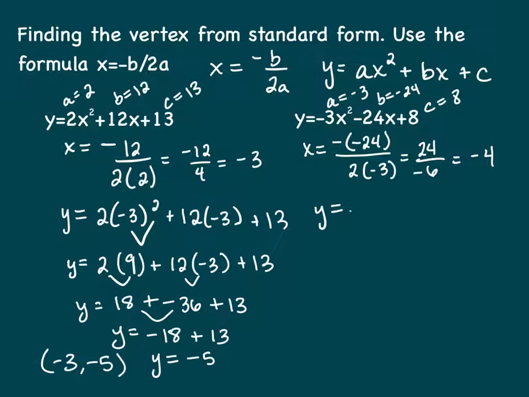So y equals negative 3 times negative 4 squared minus 24 times negative 4 plus 8. Negative 4 squared is 16. I'm going to drop everything else down.